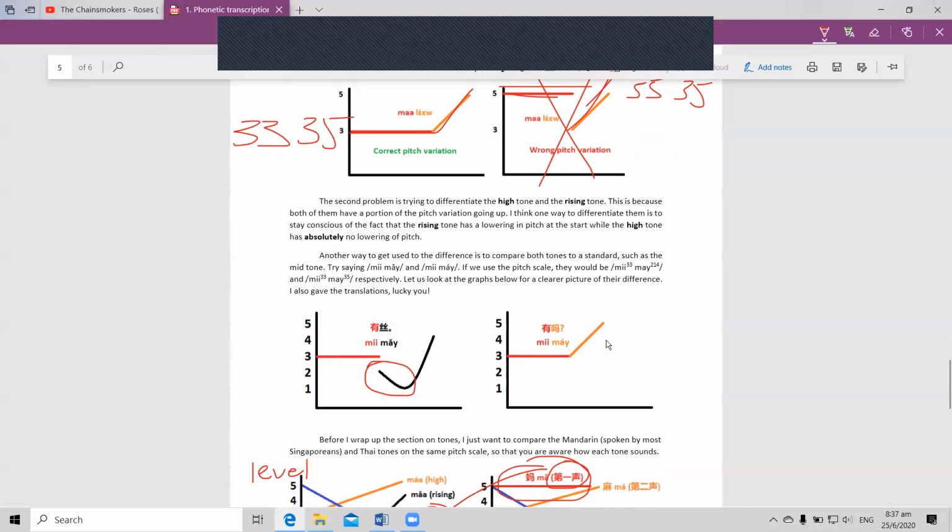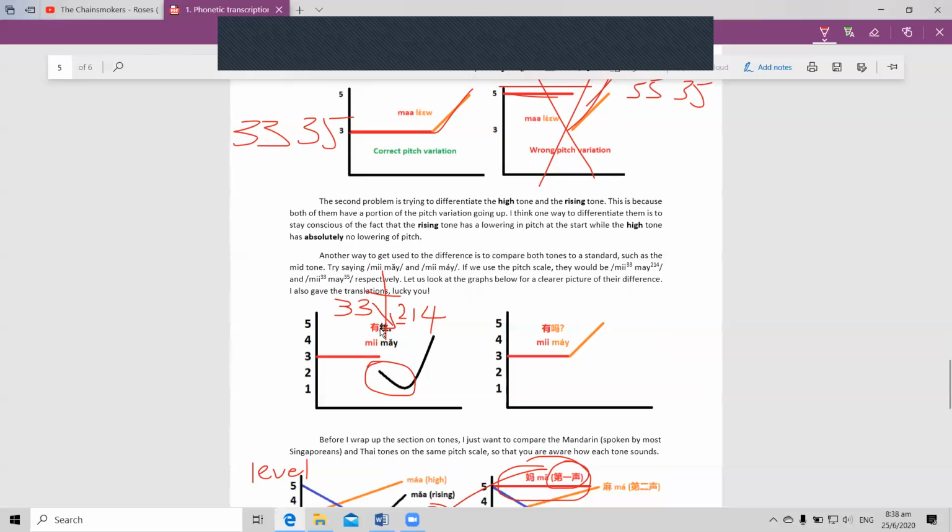So if we have the word mi mai, the mid tone is 3-3 and the rising tone is 2-1-4. Across the syllable boundary, the pitch must go from a 3 when you finish pronouncing mi to a 2 when you start the rising tone. So there's a decrease in pitch as you go on to the new word.